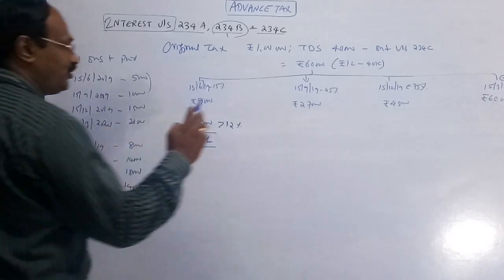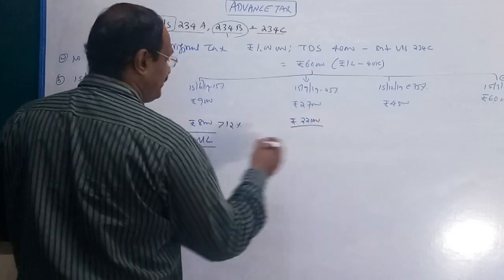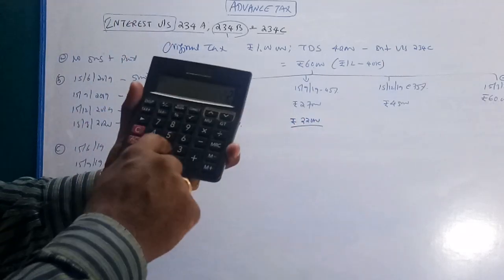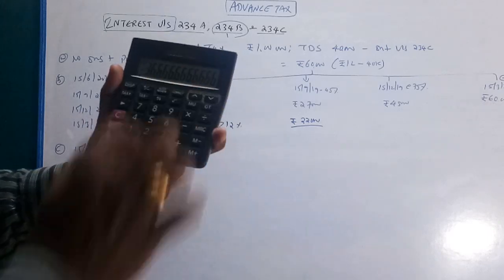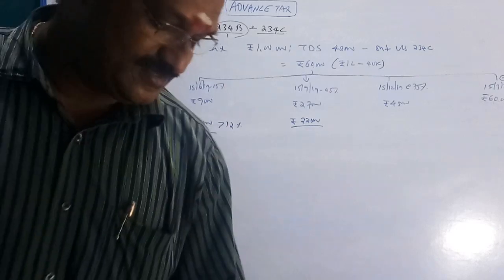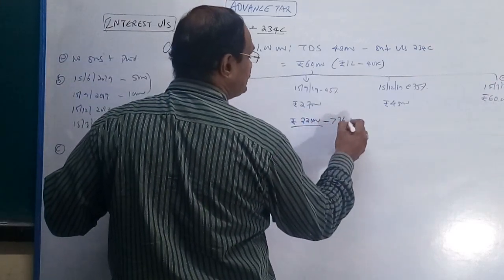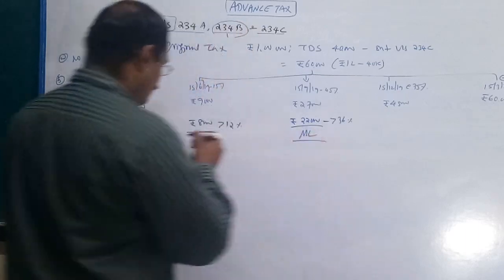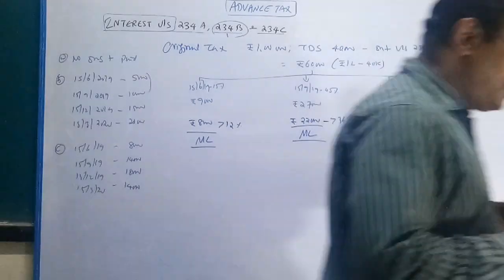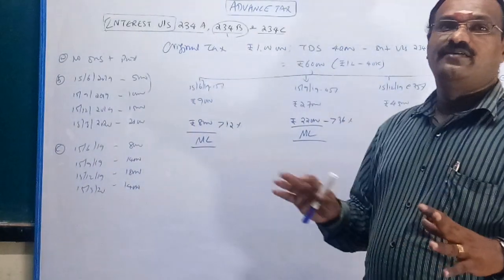Next one, he paid 14 plus 8, 22,000. What is the percentage? 22,000 divided by 60,000 into 100 is 36.66. Thereby, this is more than 36%. So nil, no interest. Listen carefully, 234C will be attracted.